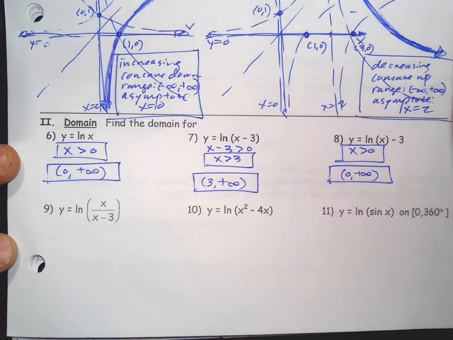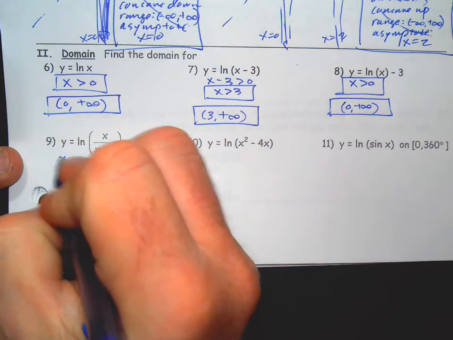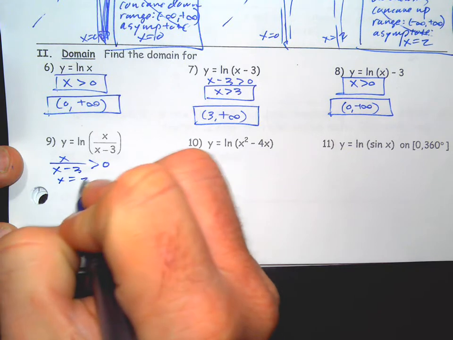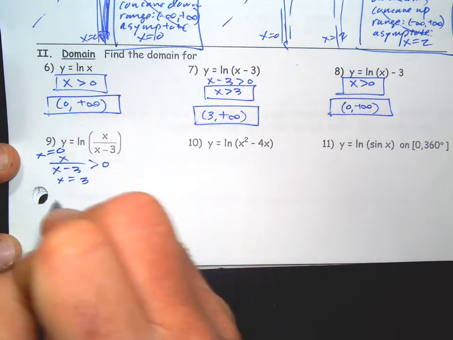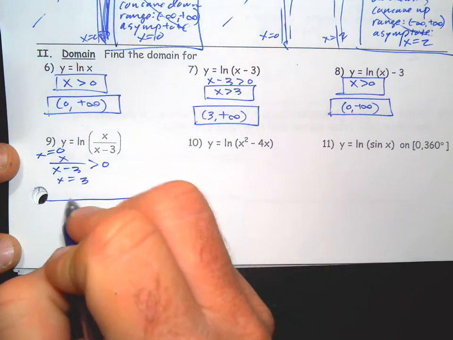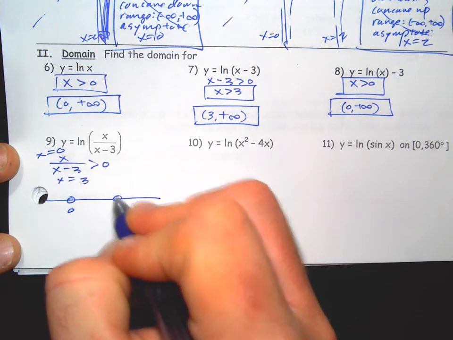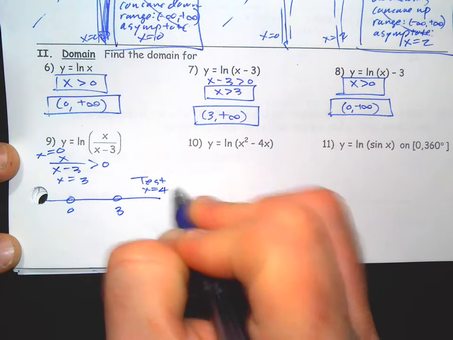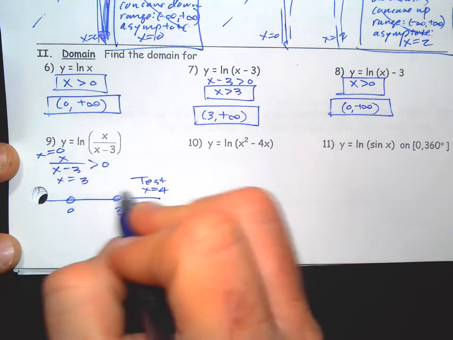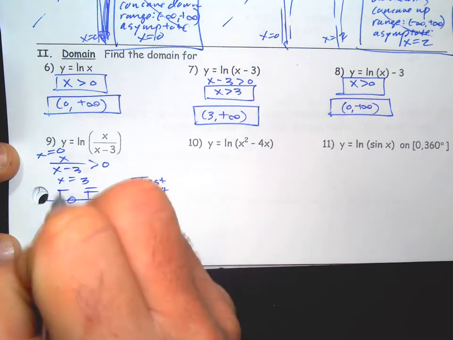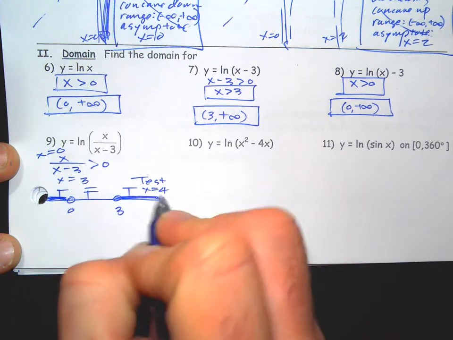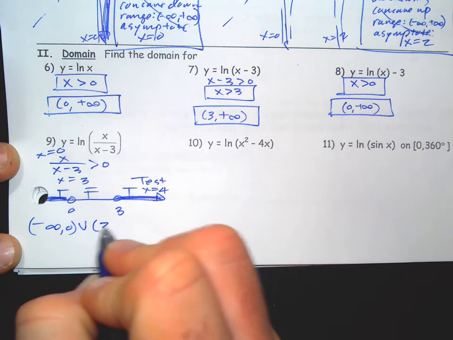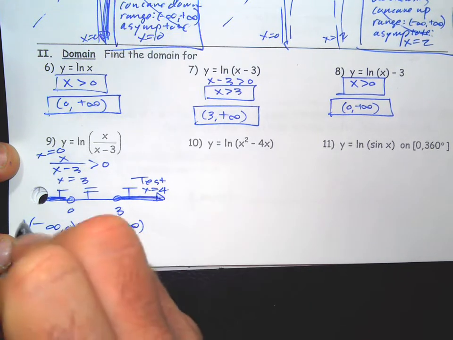So those are all pretty quick. This one, inside, has to be greater than 0. So x equals 3, x equals 0. This is a rational inequality, so we're going to solve these like we did back in chapter 1. Line check, test the value. I like to test far right for positive, positive is true, false, true. So the answer is negative infinity to 0, union 3 to positive infinity.